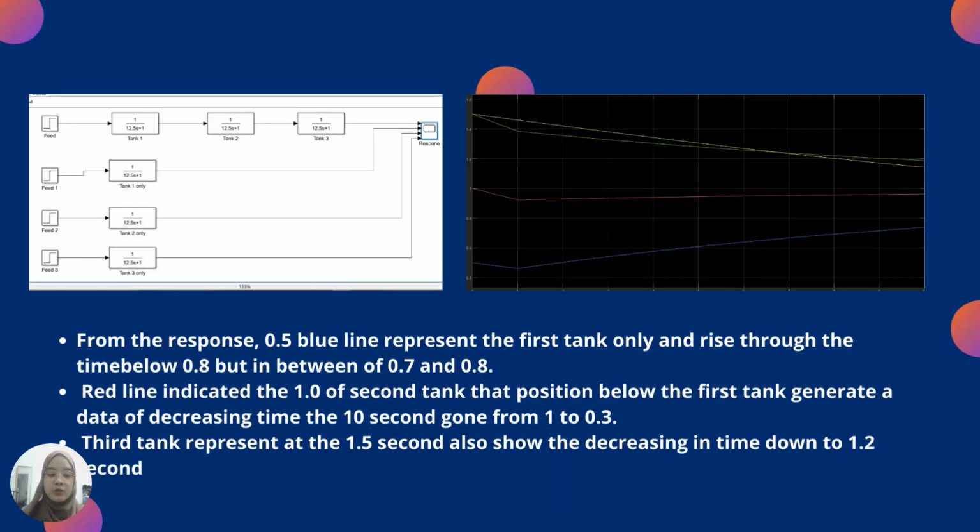We run the analysis through four different lines, one indicating the three tanks together, and the others indicating each one of the tanks. From the response, the 0.5 blue line represents the first tank only and rises through time below 0.8, but still between 0.7 and 0.8. The red line indicates the 1.0 of the second tank, in second position below the first tank. It generates data for decreasing time; at 10 seconds it goes from 1 to 0.3. As for the third tank, it represents time at 1.5 seconds. It also shows a decrease in time down to 1.2 seconds.